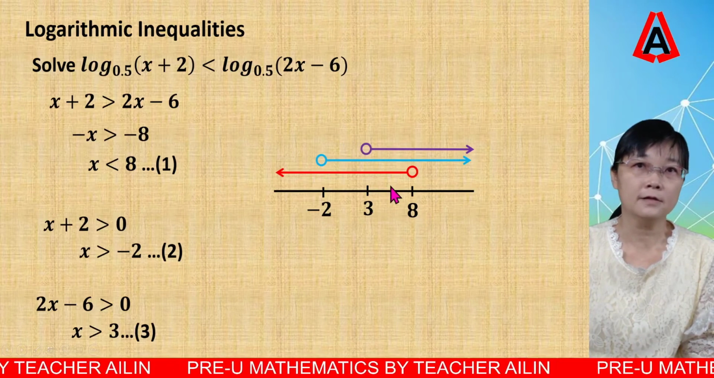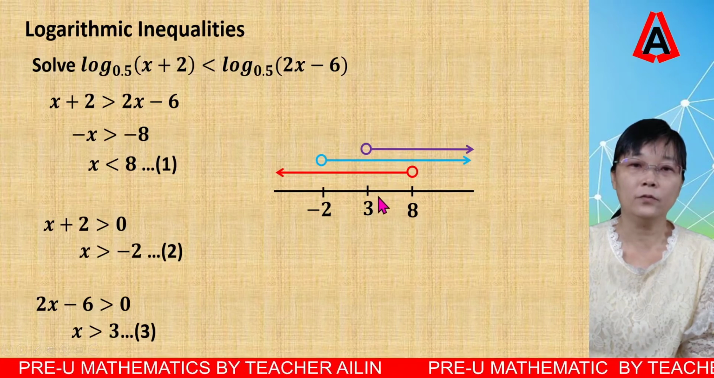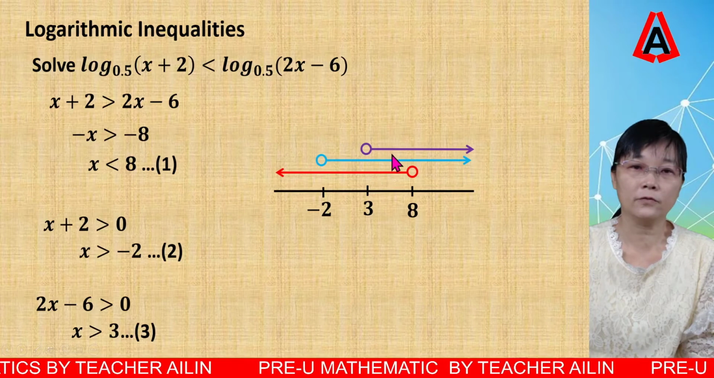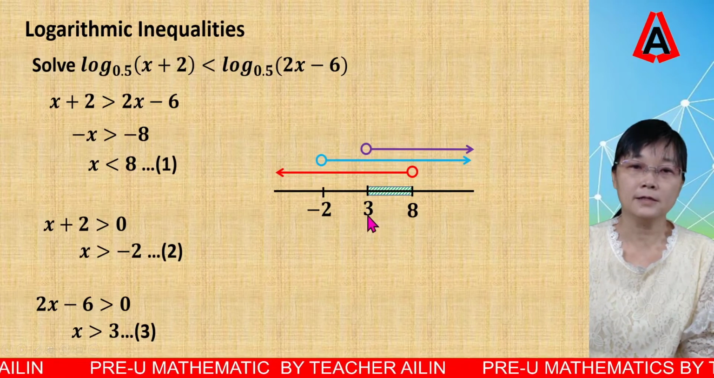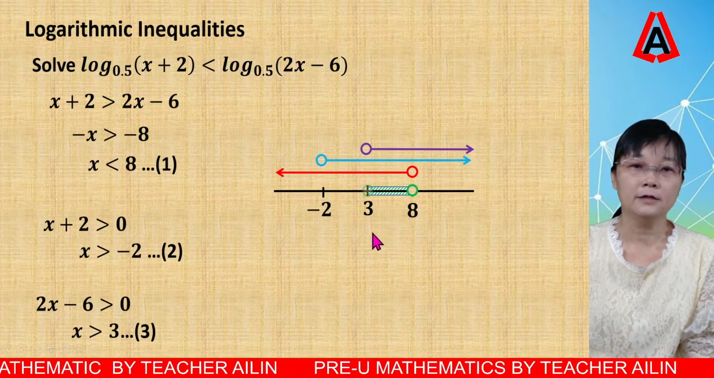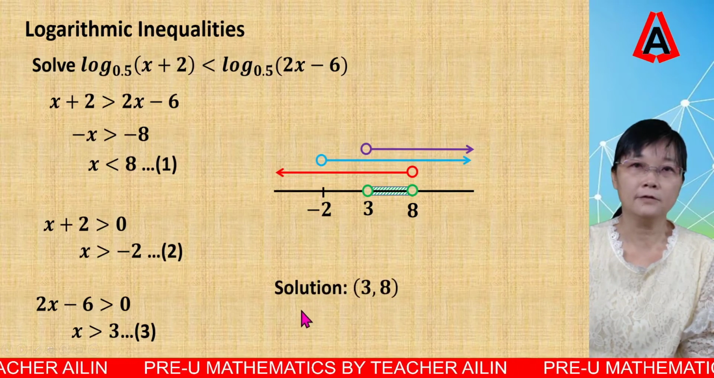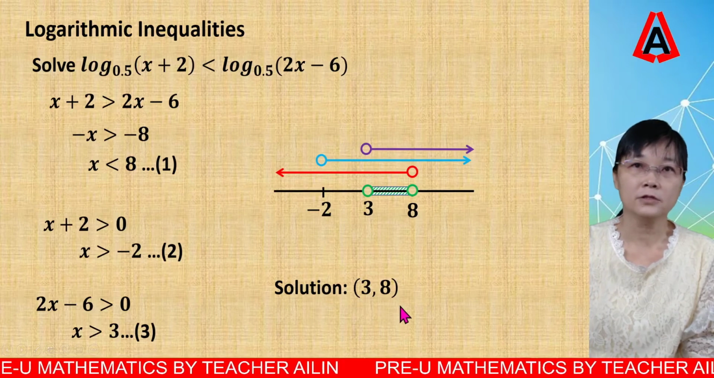So the final solution should be the values of x in the region where there is the intersection between these three arrows. So now we find that the intersection area is from 3 to 8 and not included 8, not included 3. So therefore, the final solution for this inequality is from 3 to 8.